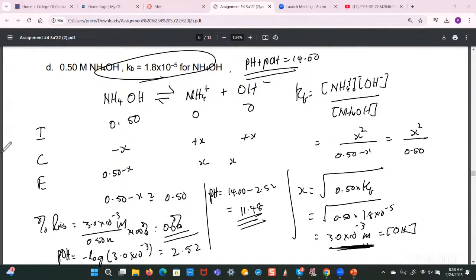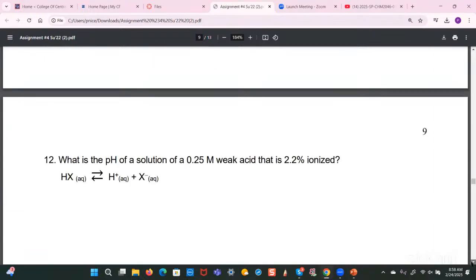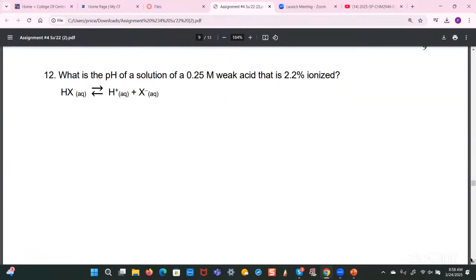Okay. Let's look at this one, number 12. What is the pH of a solution of a 0.25 M weak acid that is 2.2% ionized? And it gives you this hypothetical acid dissociating.